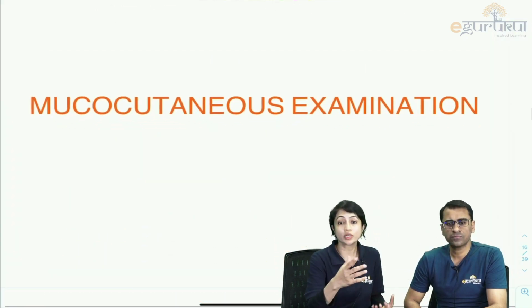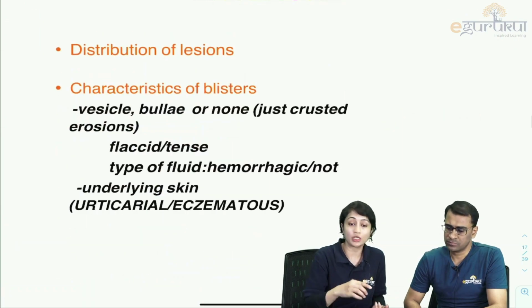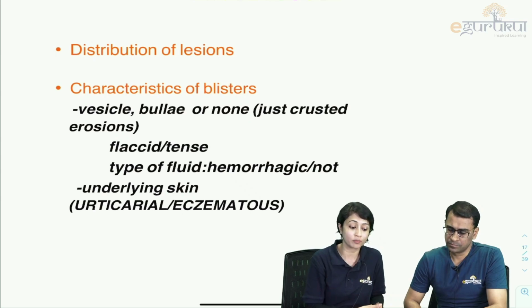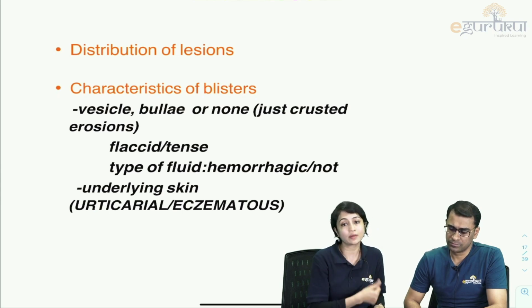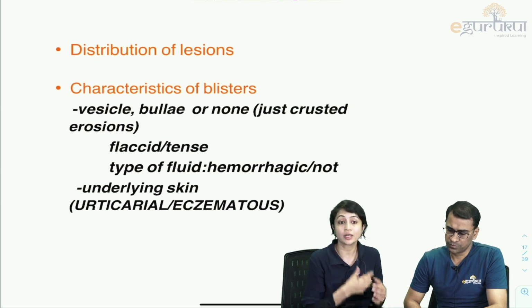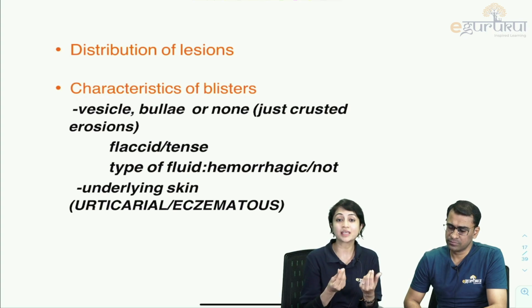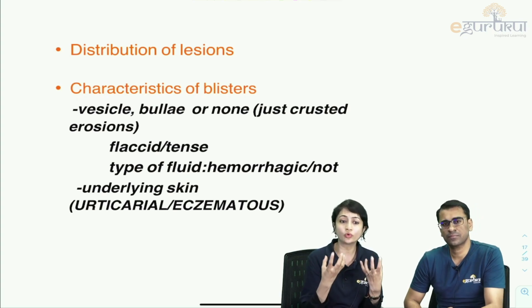Then that was about history. When you come to examination, obviously again you look for the distribution of lesions, which we have already talked about, and then you try to look at the vesicles and bulla, which are the primary skin lesions that I'm seeing in this group of disorders. So what kind of bulla are they? Are they flaccid or are they tense?